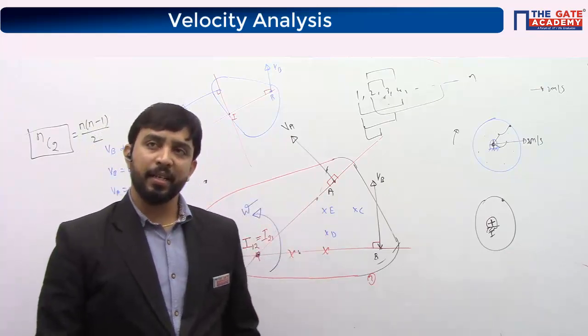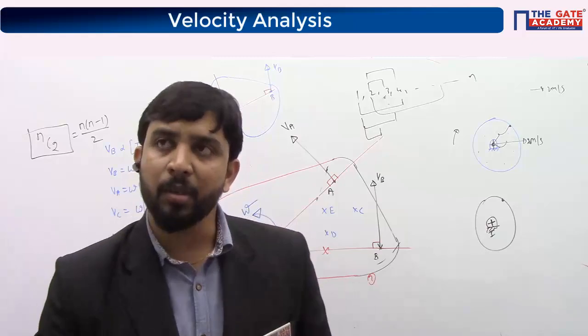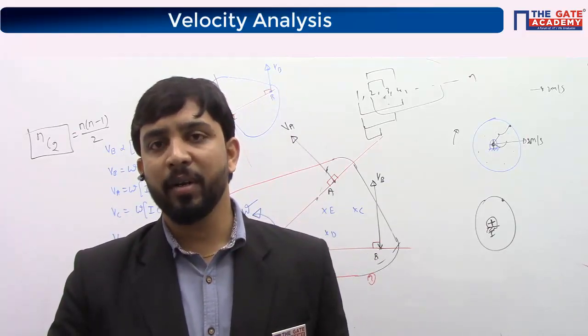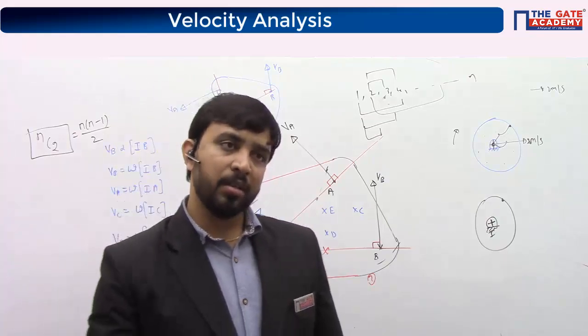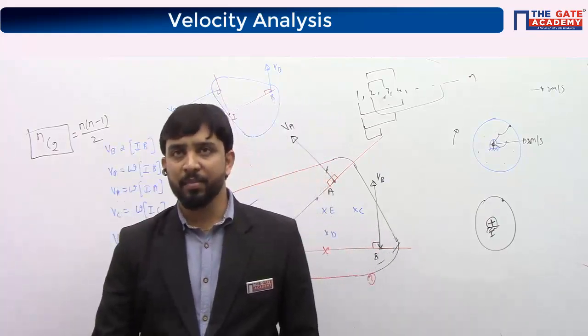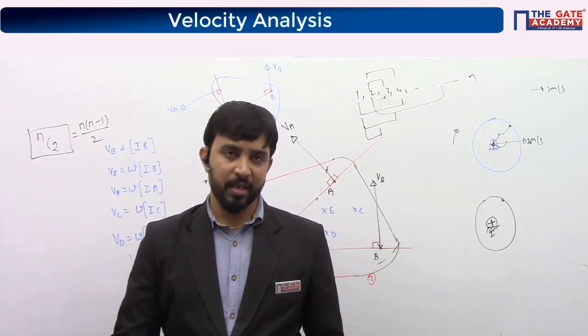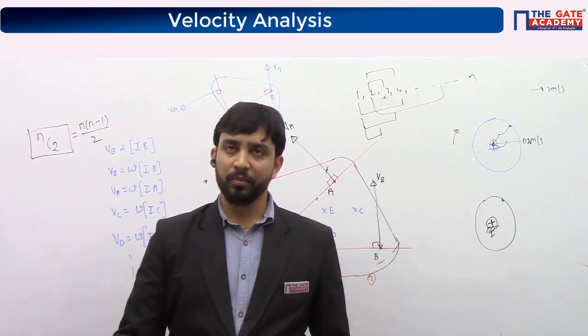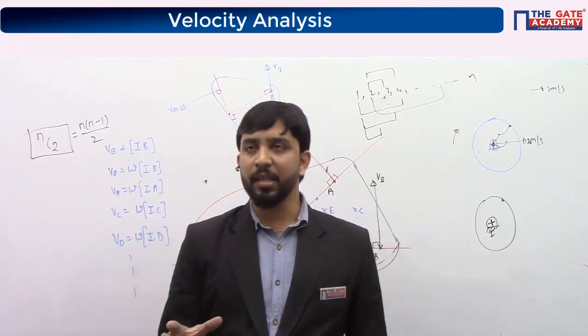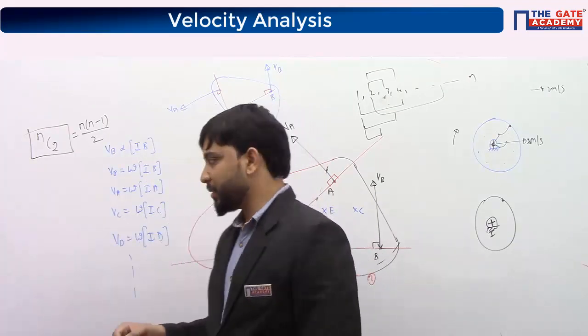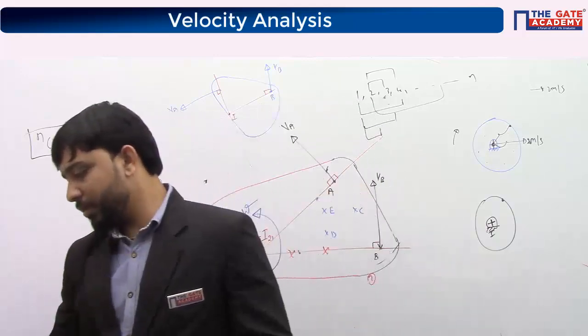If there are n links in a mechanism, number of instantaneous centers possible are NC2. We can look at NC2 number of I centers, okay? If there are n links in a mechanism, number of I centers that are possible are NC2. You understood how to look at I centers, right? How to look at I centers? Okay.